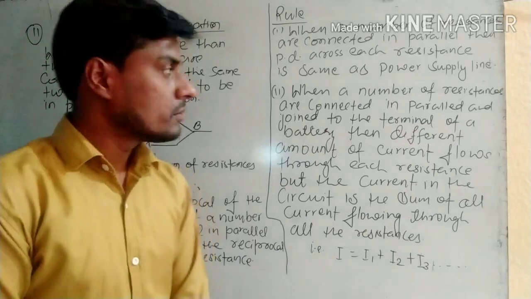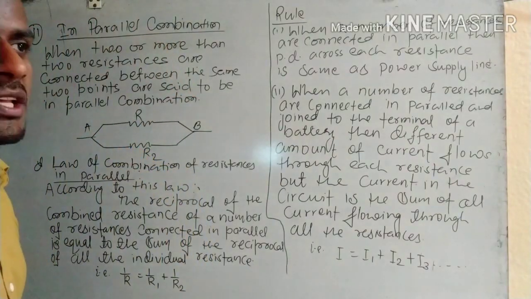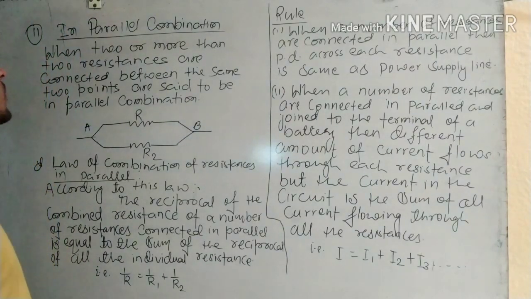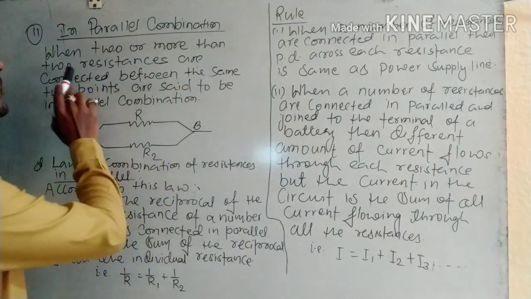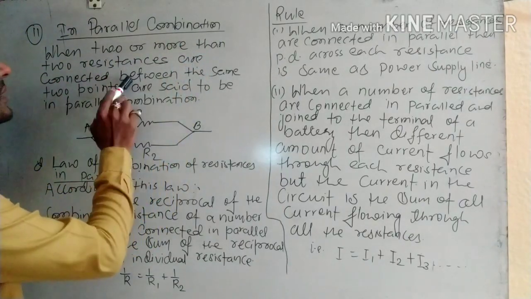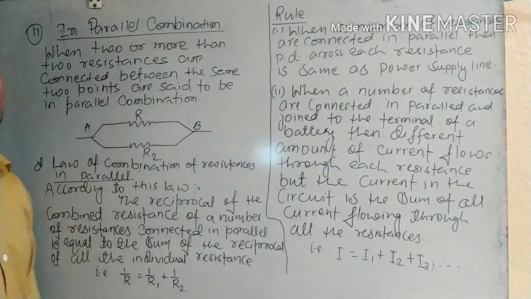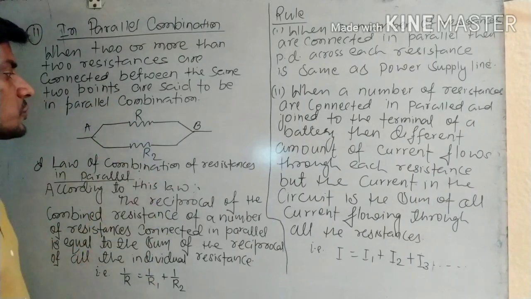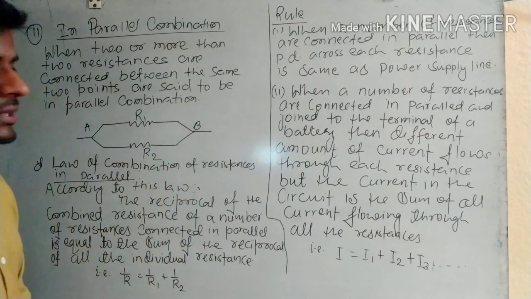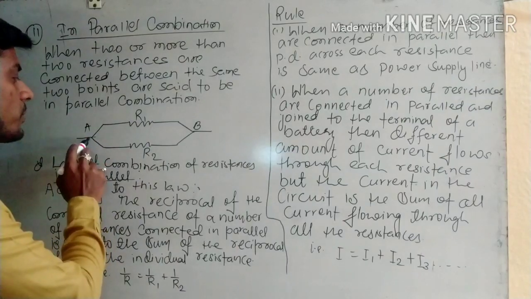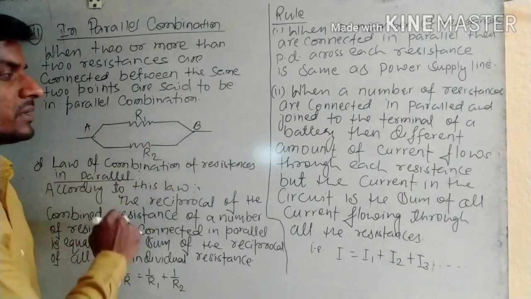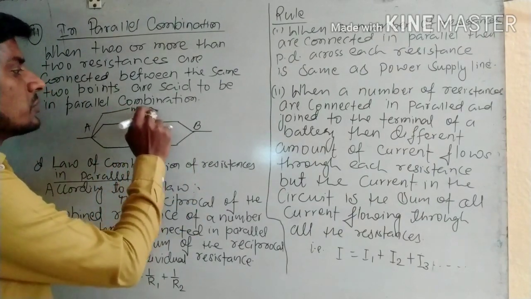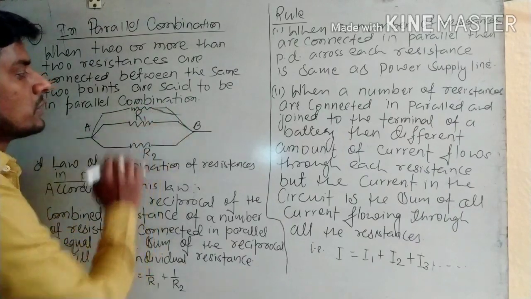Now we will see the parallel combination. First of all, we should know what is parallel combination. Parallel combination means that when two or more than two resistances are connected between the same two points, they are said to be in parallel combination. That means R1 and R2 are two resistances connected between the same two points A and B. If three conductors are in parallel combination, then we also add them in parallel in this resistance.